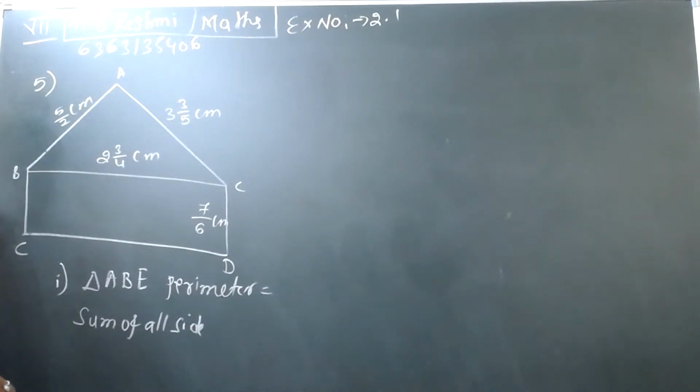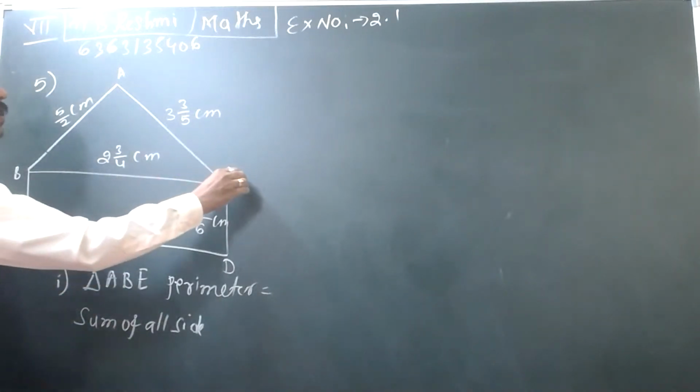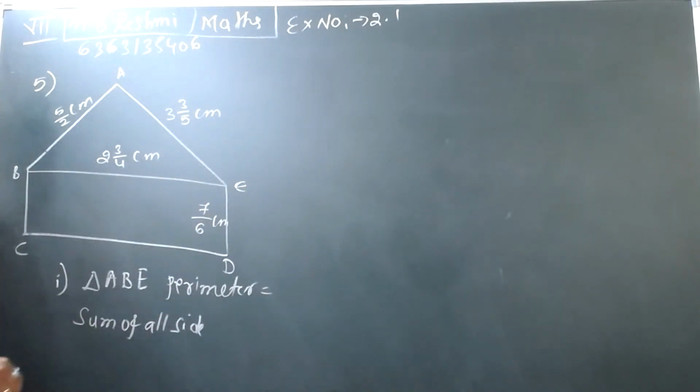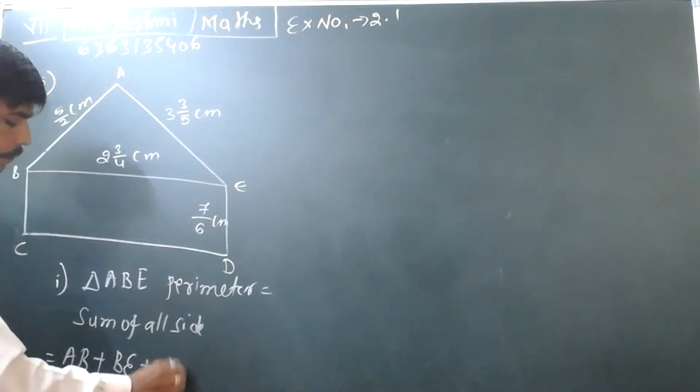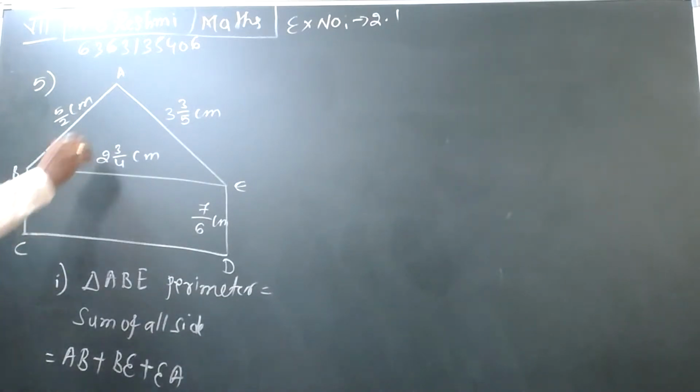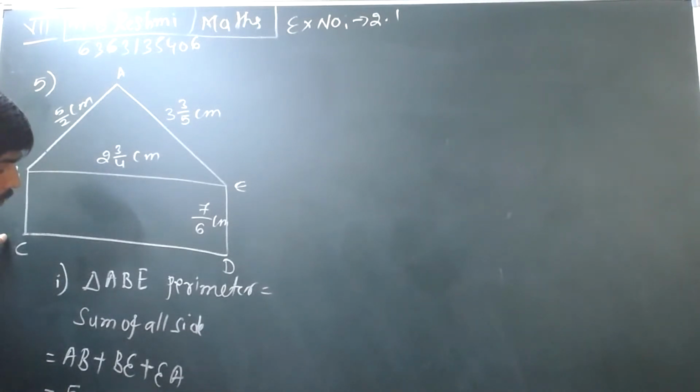First I consider ABE. Where is that ABE? I have written it as C. Make it as E. ABE. Now add those. What is that? AB plus BE plus EA. If you add, we get the perimeter of this. That is nothing but 5 by 2 plus 2 integer 3 by 4 plus 3 integer 3 by 5.